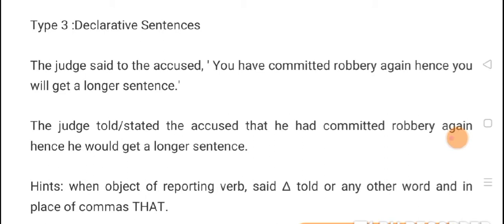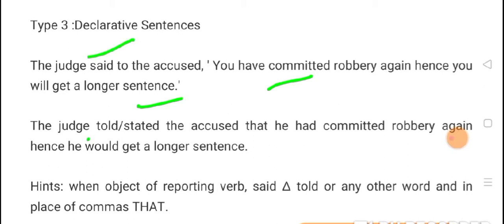Just see, the judge said to the accused, you have committed robbery again, hence you will get a longer sentence. You have committed robbery again and again, you are committing. The first point is that it is like type 2, but just to make you understand regarding some other types. Okay, the judge said to the accused.